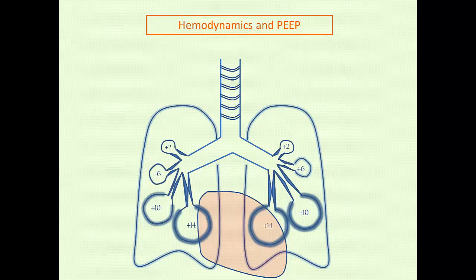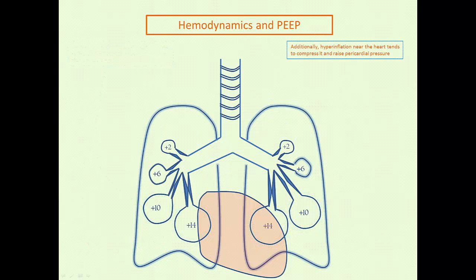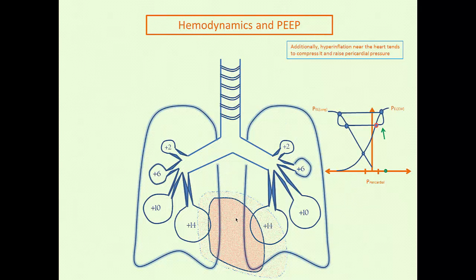So this is a cartoon of hemodynamics and PEEP. Auto-PEEP and dynamic hyperinflation tend to collapse alveolar capillaries, which are these glowing alveoli down here. So they shrink, and the lower lobe gas trapping near the heart tends to compress it and raise pericardial pressure. So you'll see that the intrathoracic pressure will start to increase on this Campbell diagram here, and the heart size will shrink. And this is why you see these little teardrop-shaped hearts in emphysematous patients.